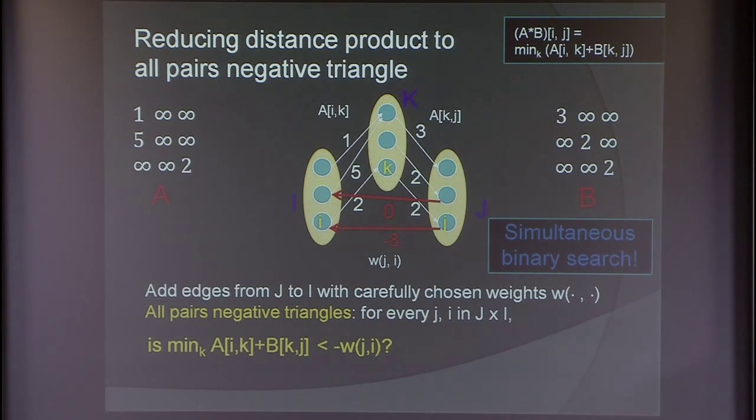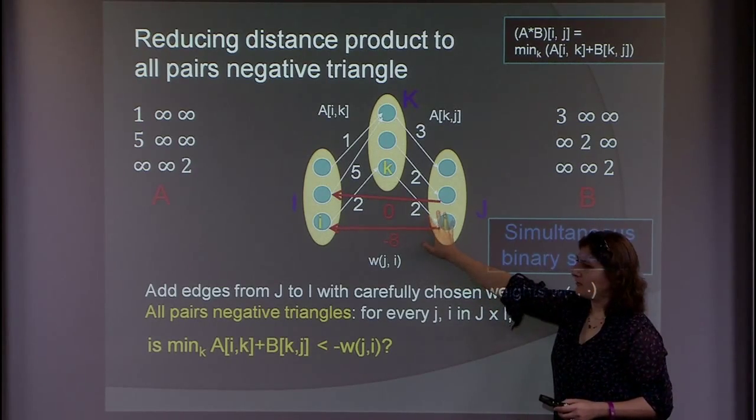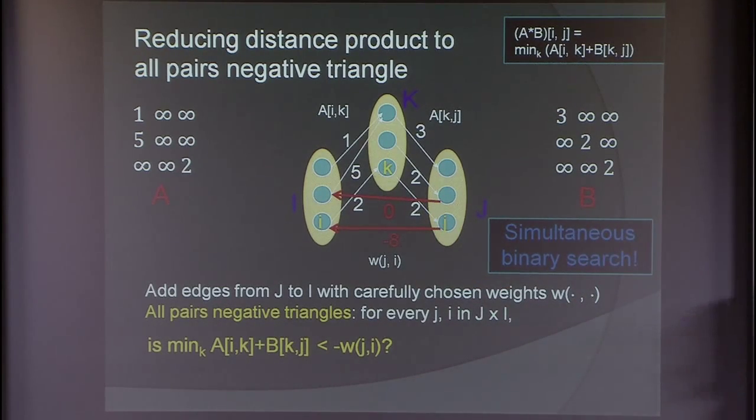Now, there's something I'm sweeping under the rug. The binary search will have a logarithmic dependence on the weights. Okay, so maybe I'm cheating, but it turns out that with some more work, you can get rid of that, and you can replace it with a log n factor.